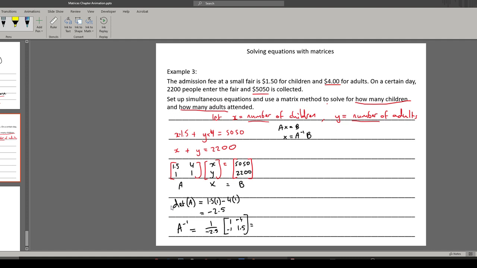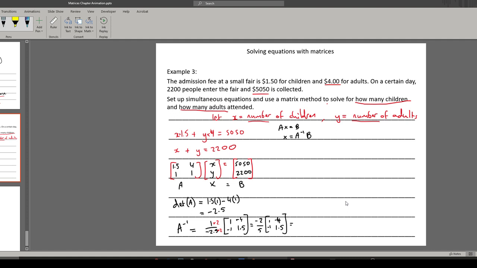So 1 on negative 2.5, this 2.5, I get rid of it by multiplying it by 2. So I'm going to multiply my numerator and denominator by 2. So I now have that is the same as negative 2 on 5.